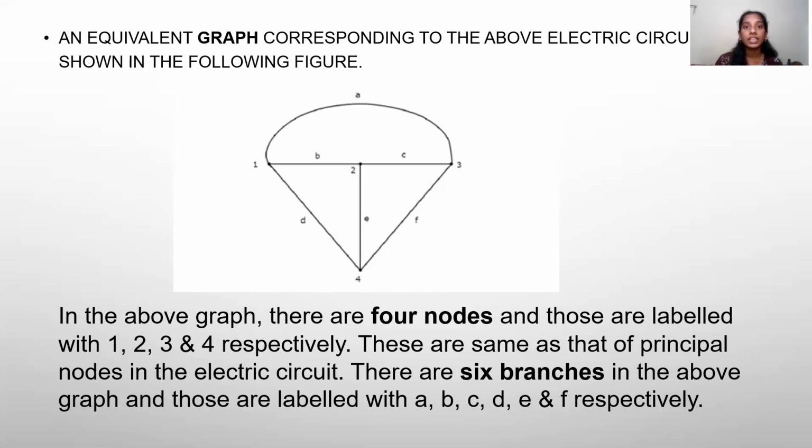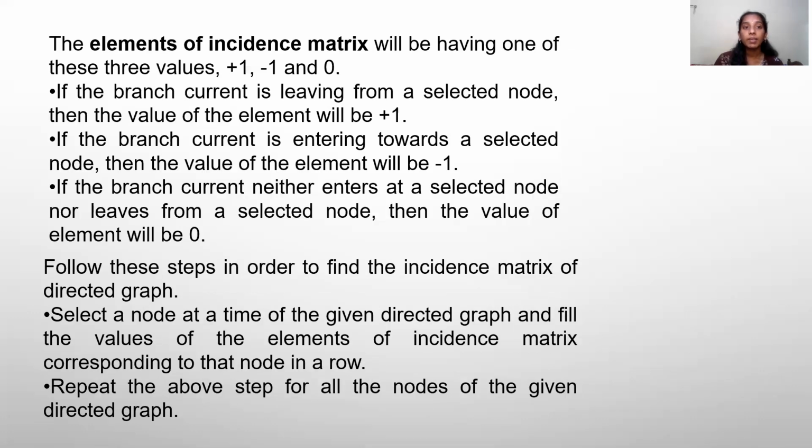Let's see how we find an incidence matrix, considering this graph. The elements of the incidence matrix will have one of three values: plus 1, minus 1, and 0. If the branch current is leaving a selected node, then that element value will be plus 1. If the branch current is entering the selected node, then the value of that element will be minus 1. If the branch current is neither leaving nor entering the selected node, then that element value is 0.